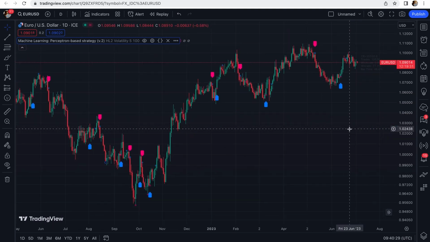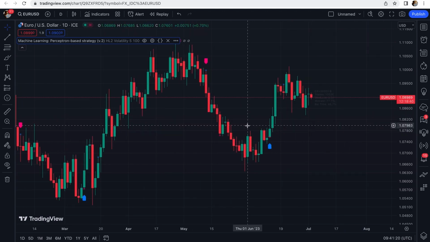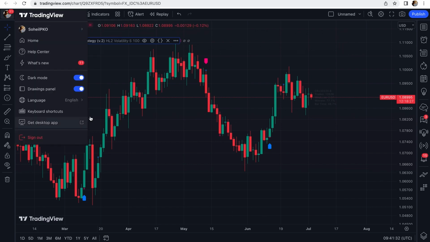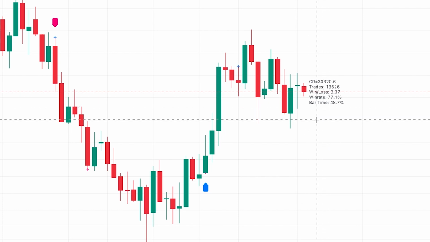Please pay attention that this indicator also provides a backtesting result here based on all these generated buy sell signals. Let me turn off the dark mode so we can see them. Alright, here it is. Please pay attention that this is just a simple backtesting just to show the accuracy of the signals, to show if the generated signals were correct for a period or not.